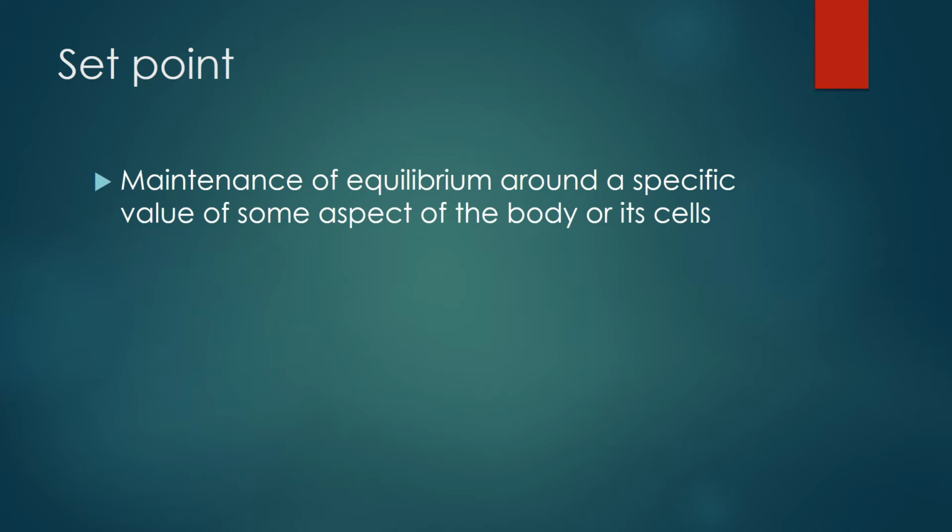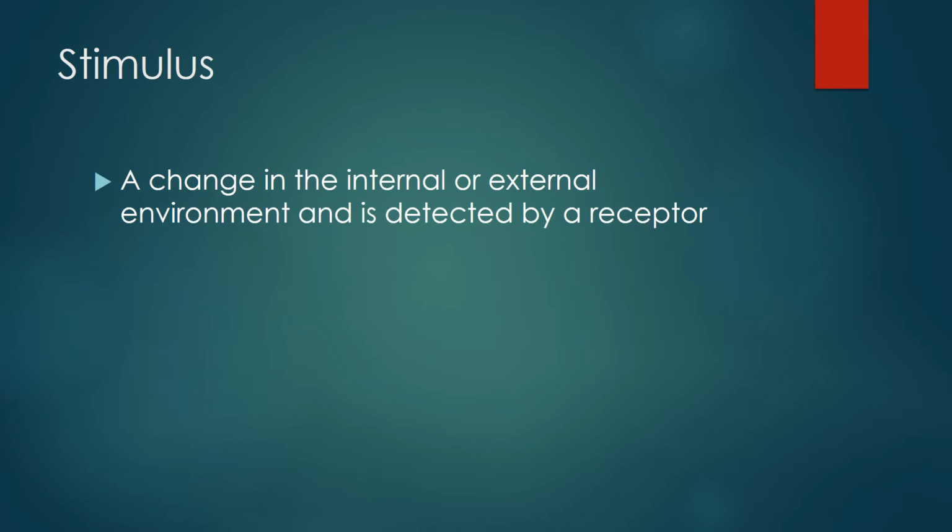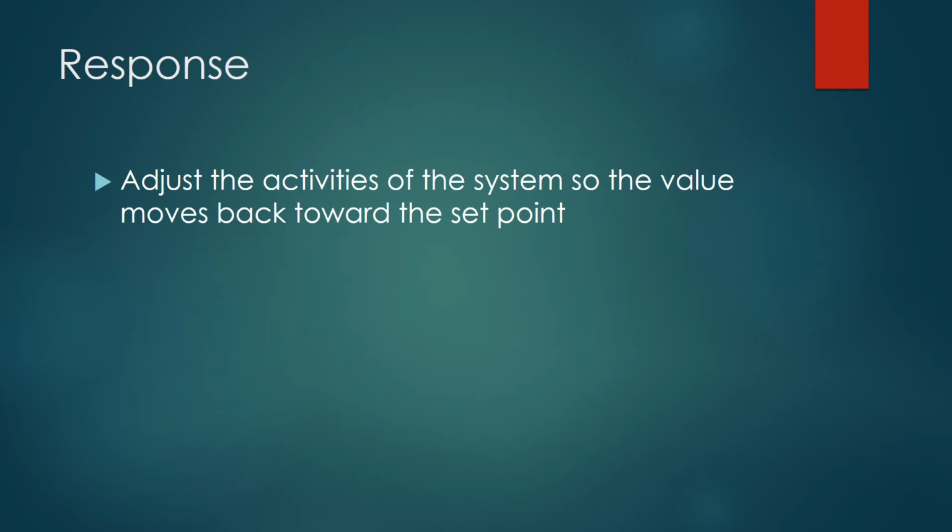The goal of homeostasis is the maintenance of equilibrium around a specific value of some aspect of the body or its cells, which is called the set point. The stimulus is a change in the internal or external environment and is detected by a receptor. The response of the system is to adjust the activities of the system so the value moves back toward the set point.